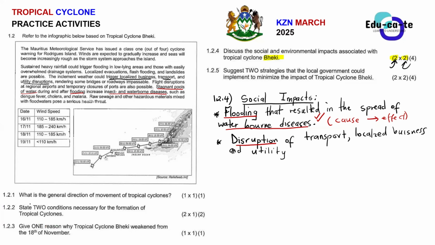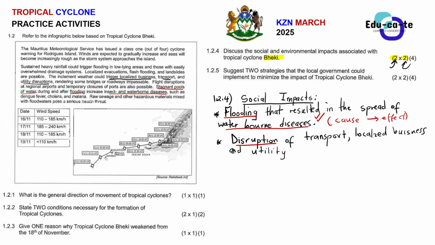Because if it's like this, it's not complete. 2 marks means that you give a cause and an effect. Okay, what has caused this disruption? What has disrupted transport and localized businesses and utility? What can possibly do that actually? What can cause the business not to function, guys?